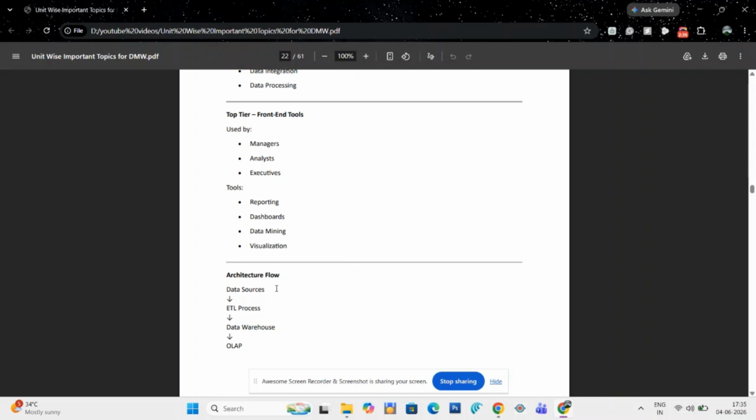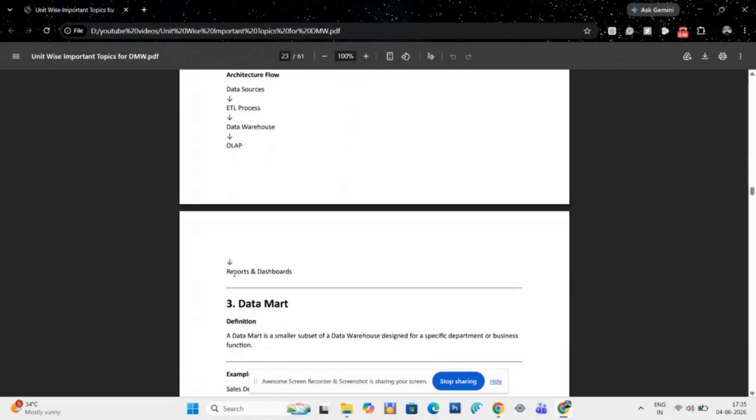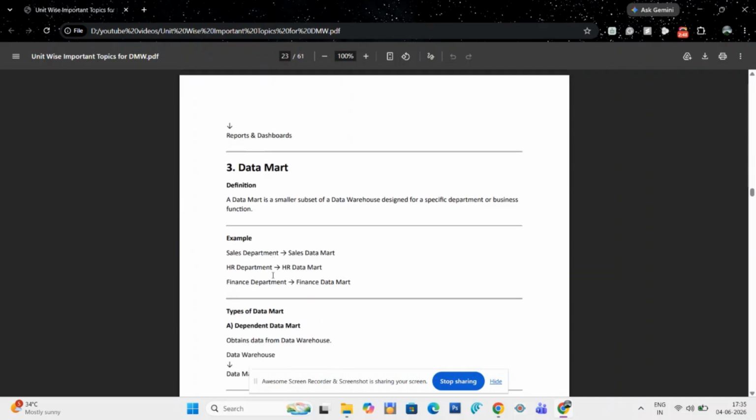Next is the architecture flow. The flow is from data sources through the ETL process to the data warehouse, and from the data warehouse to OLAP, to reports and dashboards. The third concept is data mart.